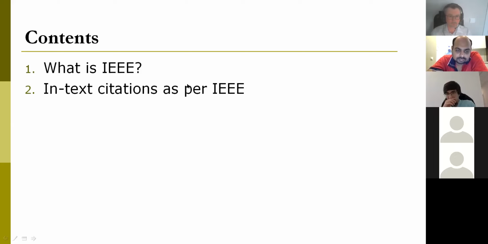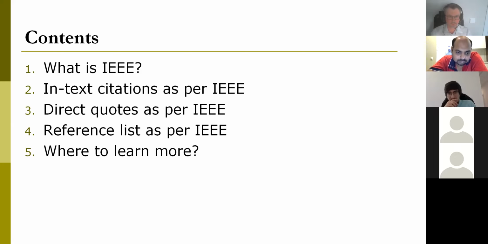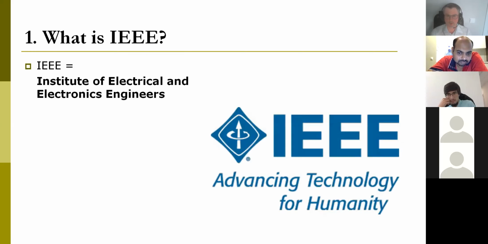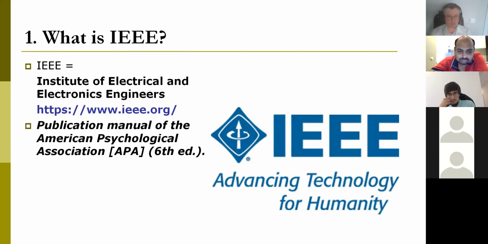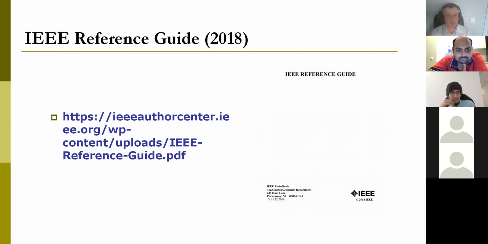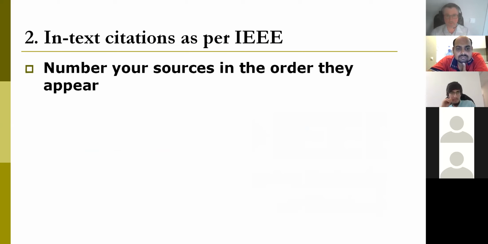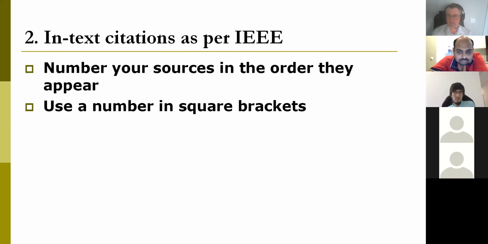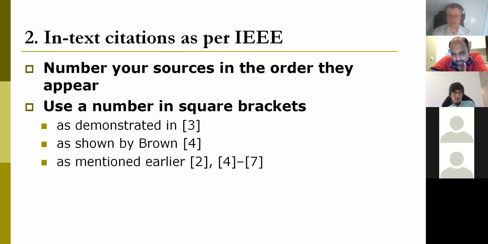Right. So this is the plan. We're going to speak about in-text citations and direct quotes and reference lists. I understand I don't have to go through the routine of explaining what IEEE is to the IT people at this stage. Anyway, in-text citations with IEEE are very, very basic as compared to APA, for example. Basically, you just use square brackets, like you can see in the examples.